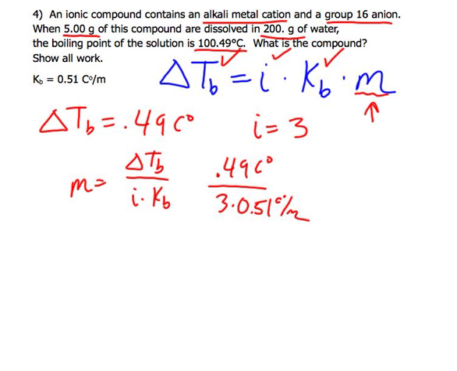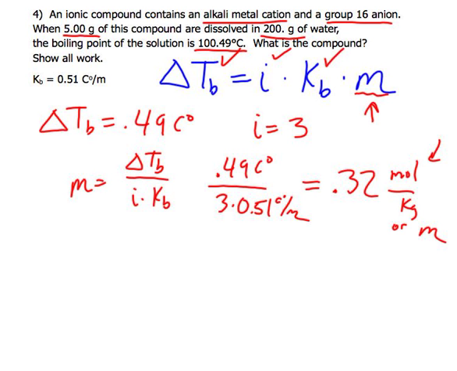So I get 0.49 divided by 3 times 0.51. Make sure you're putting this in your calculator properly. But I will get 0.32, and this is in units of moles per kilogram or molal. I'm going to keep it as moles per kilogram. You'll see why in a second. Great. So I have the concentration. But ultimately, what can I do with that?